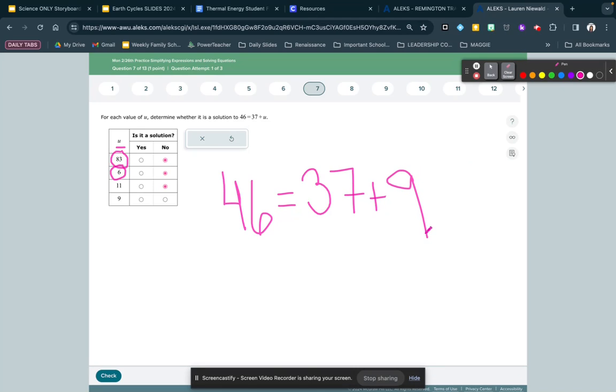37 plus 9. And don't assume that because the first 3 were no's, that the last one has to be a yes, because that's not always going to be the case. I have seen them all be no's, and that might just happen. But in this case, it is actually true. Yes, 37 plus 9 will get you 46. So on this one, it is a solution. It does actually make a true statement. So notice all you do is whatever value they give you, you plug in, solve, and see if it makes a true statement or not. That's all you're doing.